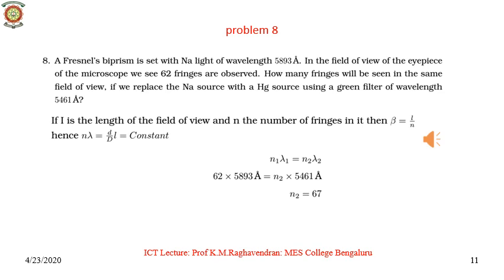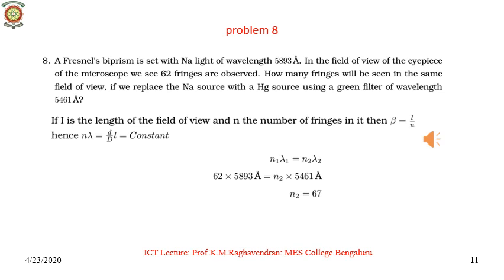So if this field of view or horizontal distance is given to us and the number of fringes is also given to us, what do you think we can find from this? Obviously, if you divide the length of the field of view by the number of fringes, you would get the fringe width.